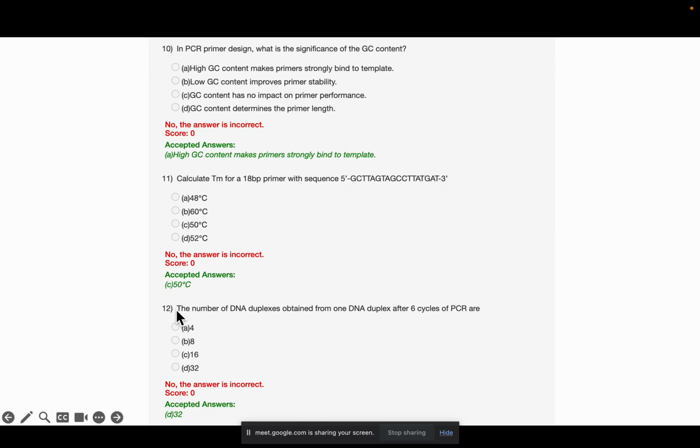Now, the number of DNA duplexes obtained from one DNA duplex after 6 cycles of PCR, that formula is 2 to the power n, where n is the number of cycles. So 2 to the power 6 will be how much? 32. So the answer will be 32.